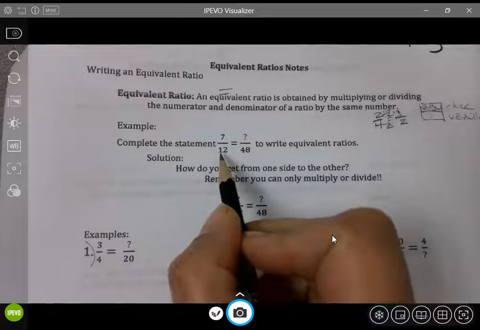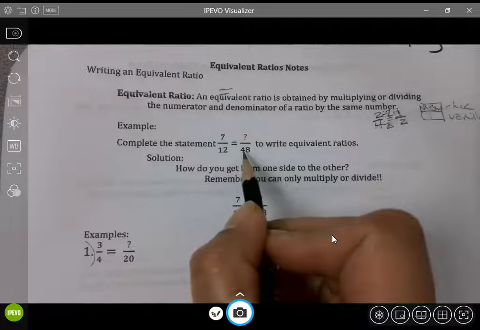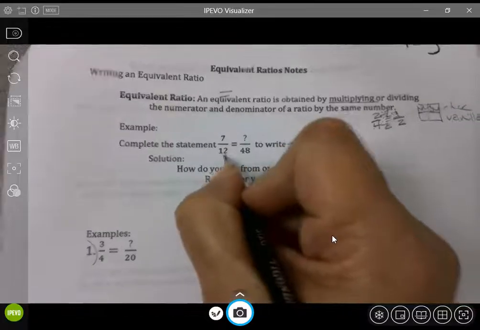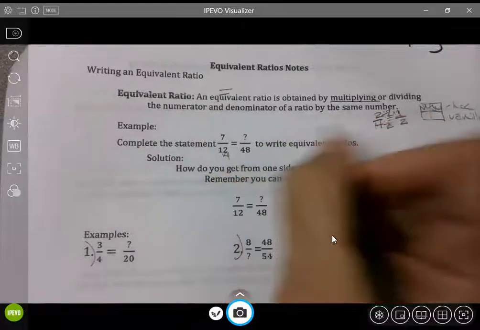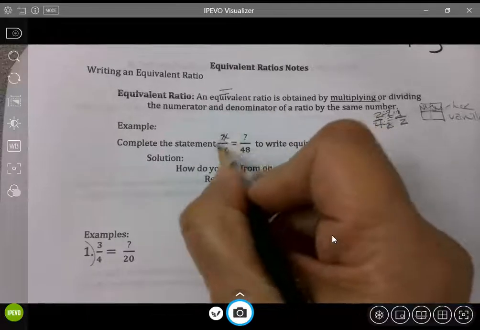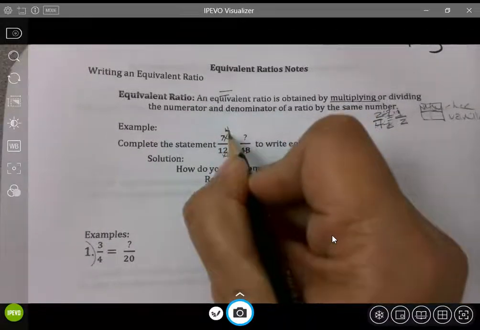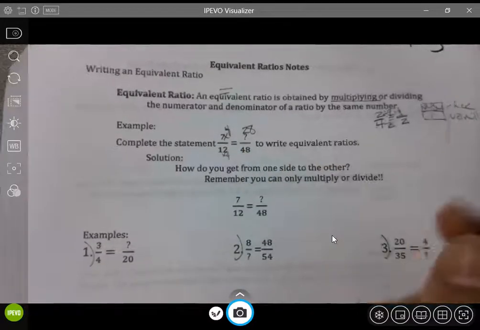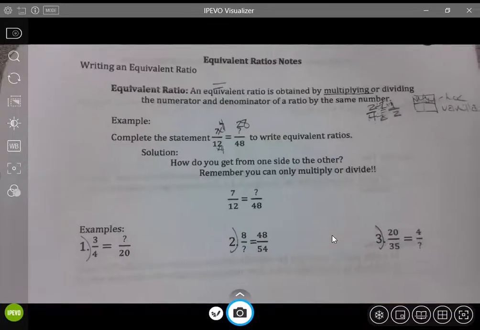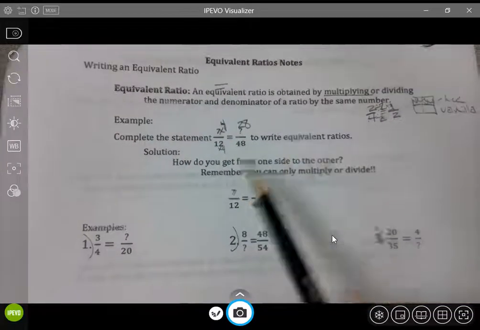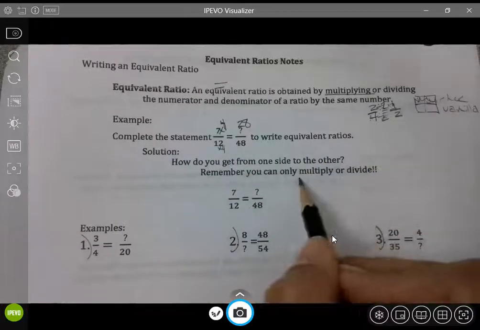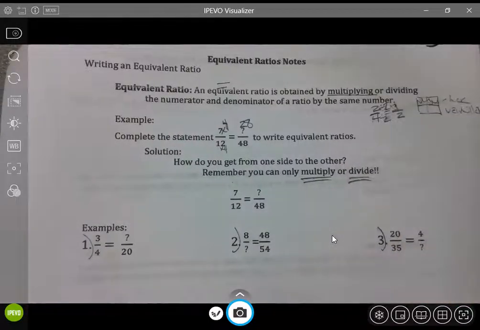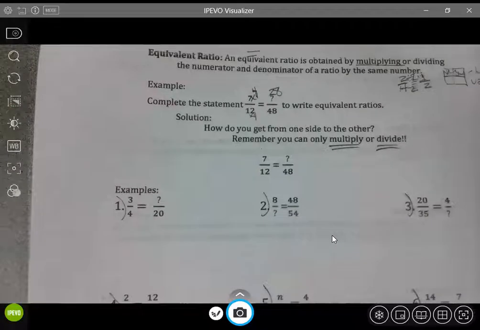So complete the statement, 7/12 equals blank over 48. Well, if I have 12 pieces of something and I increase it to 48, remember, if I'm increasing it, I would multiply. What did I multiply 12 by to get 48? 4. I made it 4 times greater. So I need to make my numerator 4 times greater as well. And 7 times 4 is going to be 28. How did you get from one side to the other? Well, I multiplied. You can only multiply or divide when you are finding equivalent fractions, ratios, anything like that.